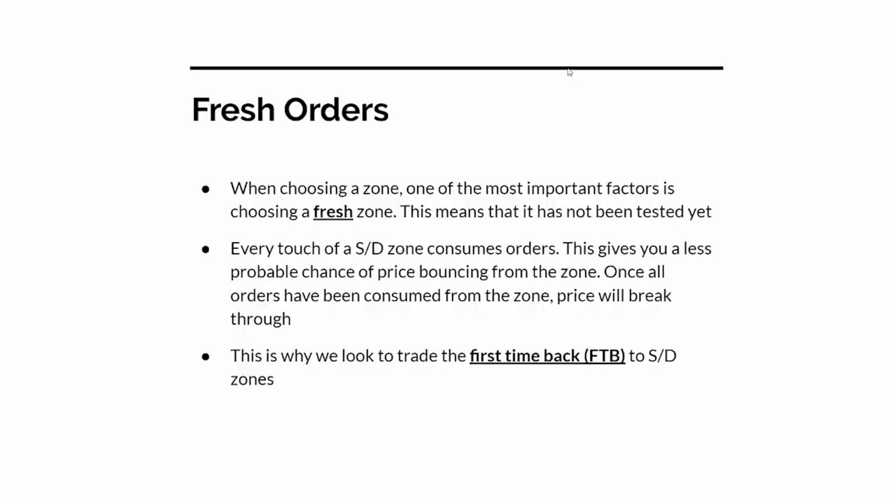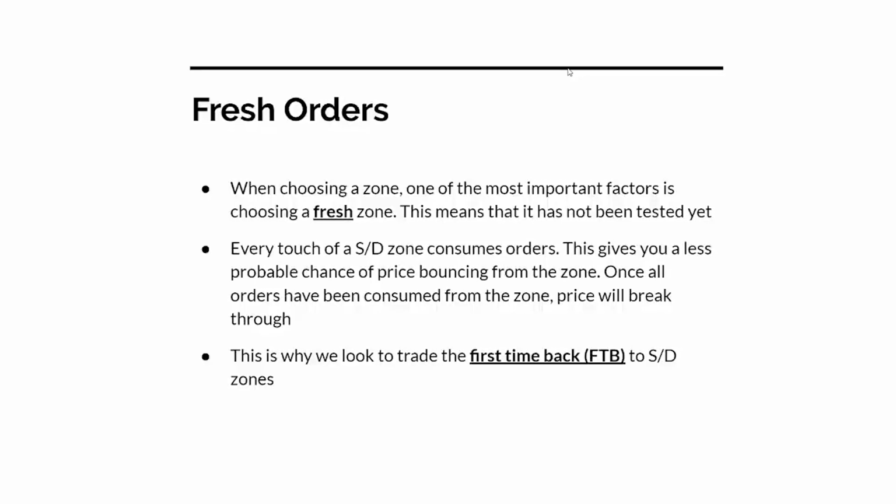When you're choosing a zone, one of the most important factors is choosing a fresh zone. This means that it's not been tested yet. Every touch of a supply and demand zone consumes orders. This gives you a less probable chance of price bouncing from the zone. Once all orders have been consumed from the zone, price will break through. This is why we look to trade first time back, because you're getting those fresh orders.